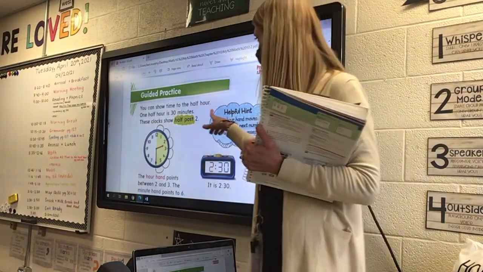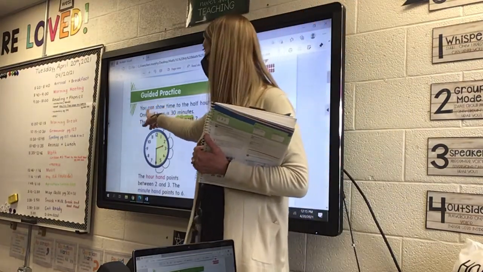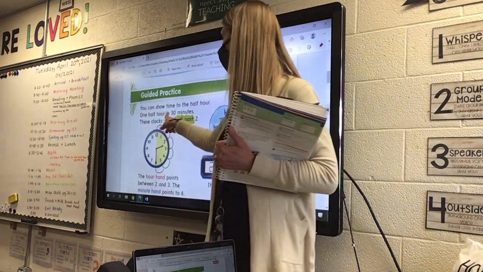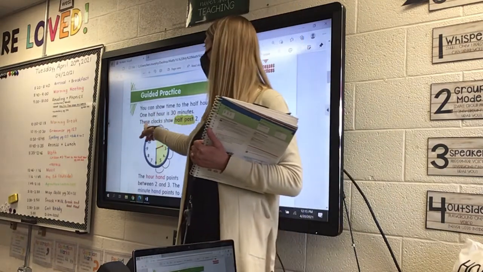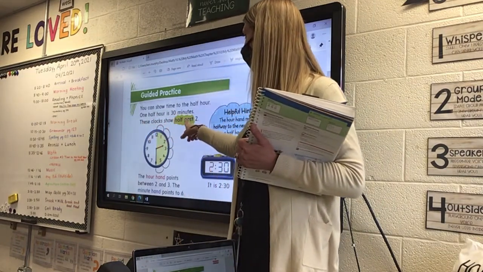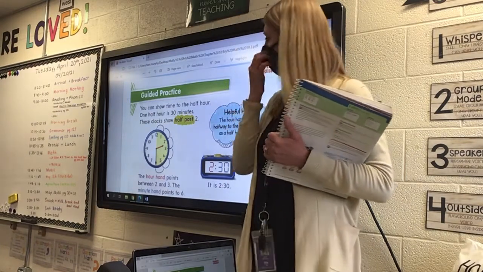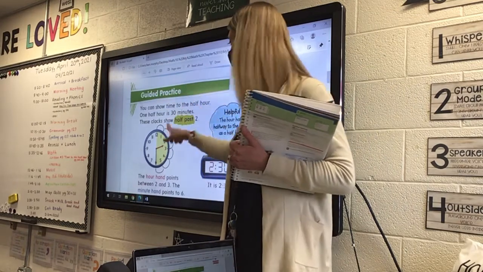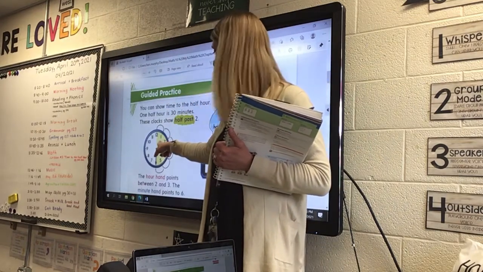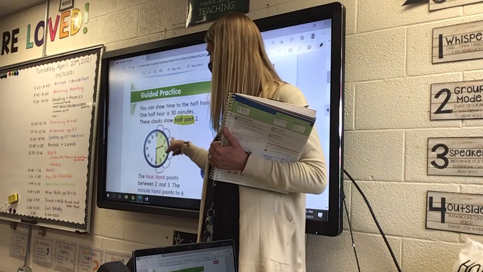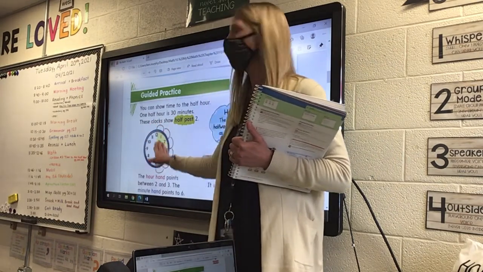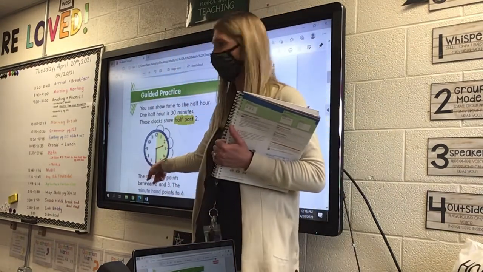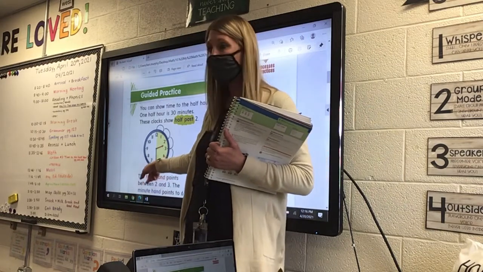I'm gonna read what it says at the top, and you follow along, please. It says you can show time to the half hour. 1 half hour is 30 minutes. These clocks show half past 2. So look here. The little hand is between the 2 and the 3. So I know it's not at the 3 yet, it's only at the 2. And then the minute hand is going halfway around, and that's why they shaded it yellow, to show that it went from the top all the way to the bottom, halfway around the clock. And then it's pointing at the 6.